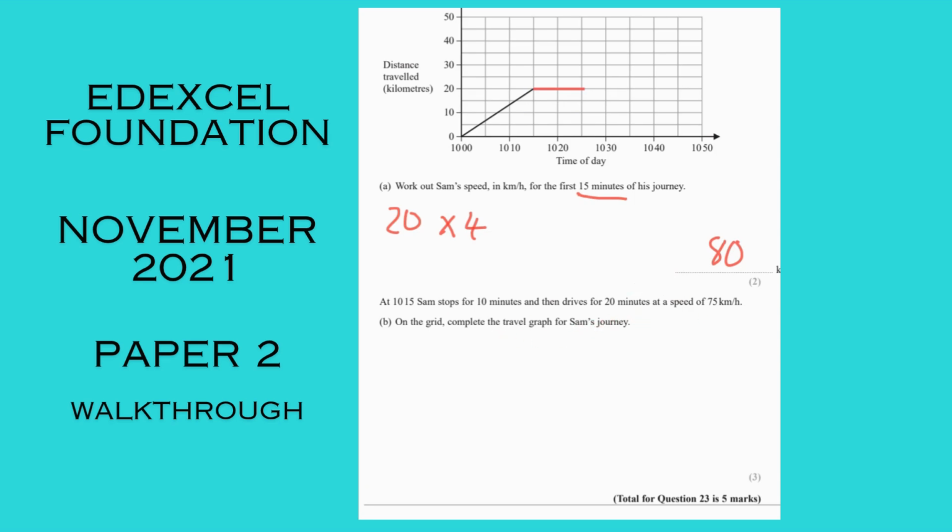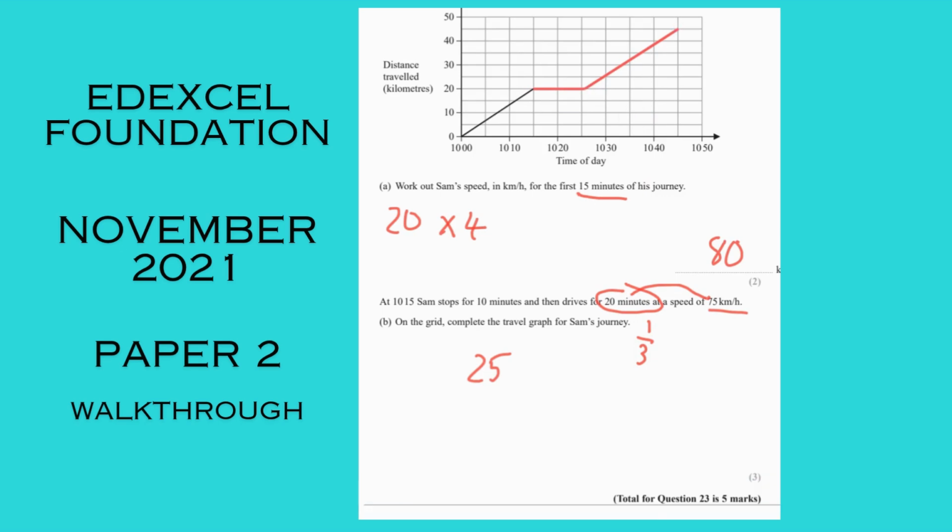He then drives for 20 minutes at a speed of 75 kilometres an hour. Now, 20 minutes is a third of an hour. So he will travel a third of that distance. In other words, he will travel 25 kilometres. So, in those 20 minutes, which takes him up to that many blocks away, he will go up to here, because that vertically is the 25. So on we go.